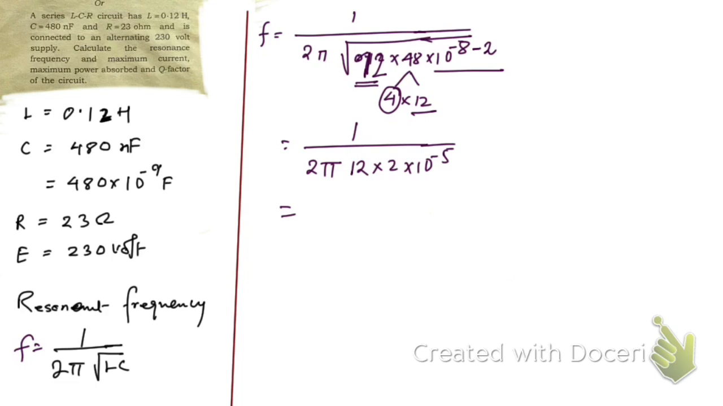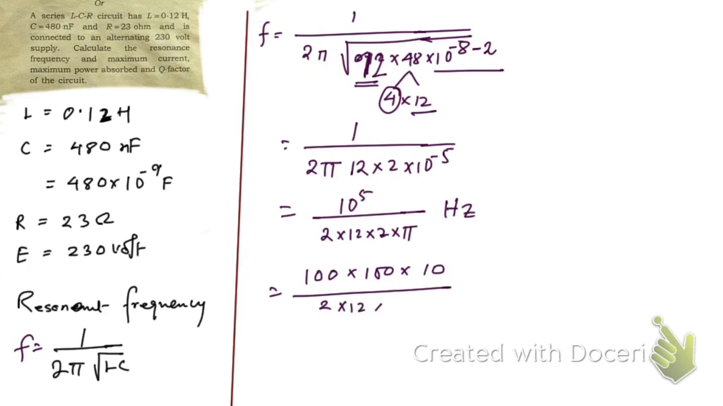Then what you're going to have in this case is 10 to the power 5, over 2 into 12 into 2 into pi. This much hertz. Then we can write 100 into 100 into 10 over 2 into 12 into 2 into pi. So if you cancel 100 by 4, we get 25, and again 3 for the 12, 4, here we're going to get 25. So that's what we're going to have, right?